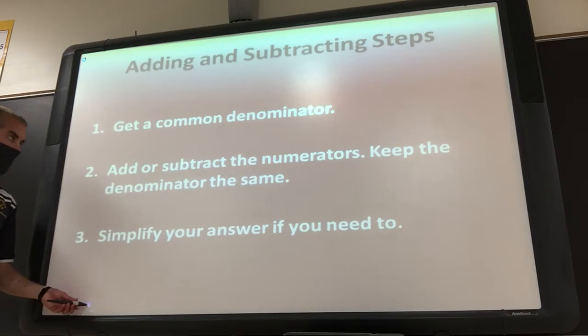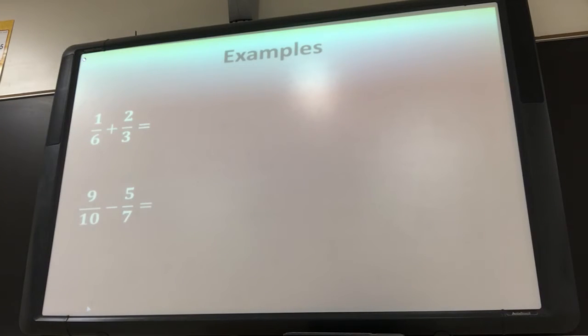Okay, so let's look at our first example. There's two different ways that we could find a common denominator. So we're going to look at the first way on this first one, 1 over 6 plus 2 over 3. What you can do is look at 6 and 3. They are not the same number. We need to make them the same number. Is there a number that both 3 and 6 can go into, can be multiplied to get to?